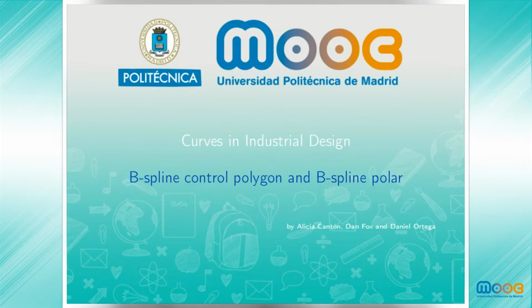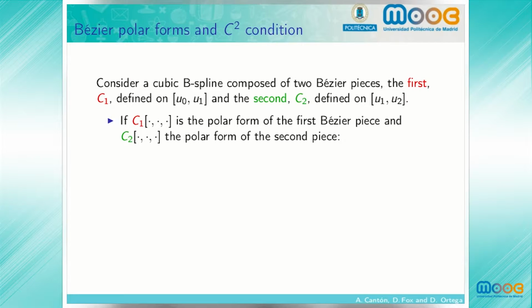Curves in industrial design. B-spline control polygon and B-spline polar. Consider a cubic B-spline composed of just two Bezier pieces, the first, C1 in red, defined on U0, U1, and the second, C2 in green, defined on U1, U2.